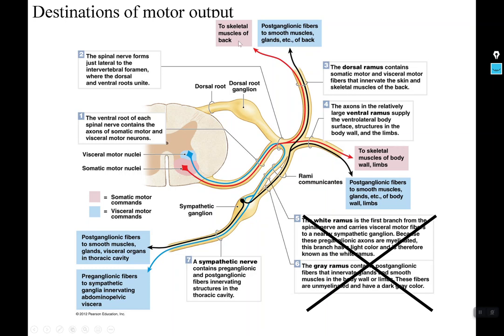So we've divided these images into motor and sensory in the previous slide, but it's important to note that all the structures are the same. So what that means is that within the dorsal ramus, these fibers are carrying efferent information. What's not pictured here are the afferent fibers, which are also traveling in this ramus. So they're not separated. It's just easier to separate them in images so you can make sense of it visually.